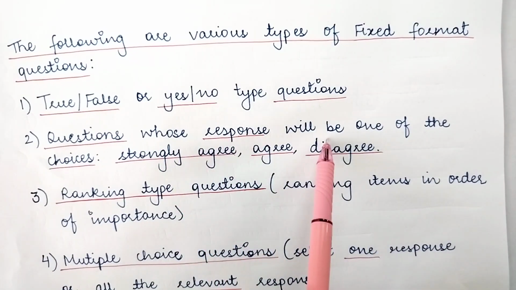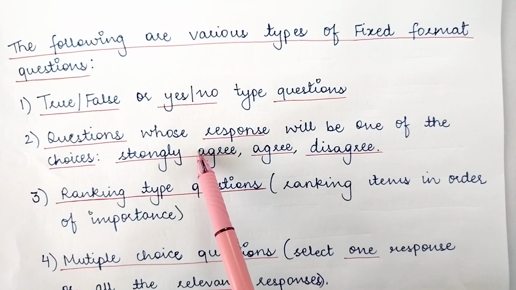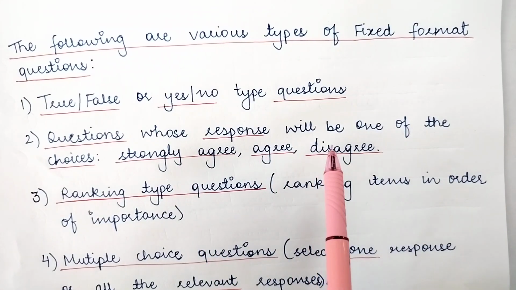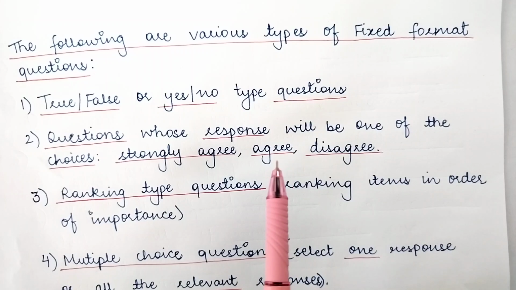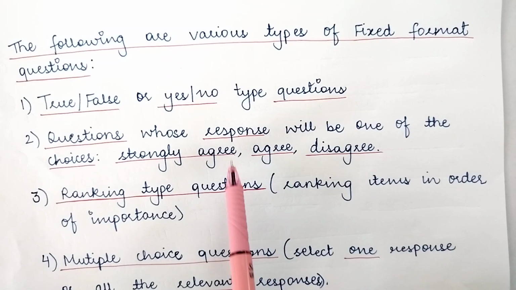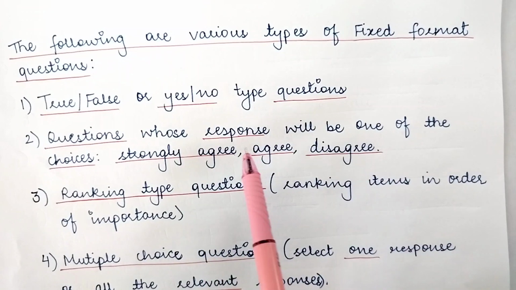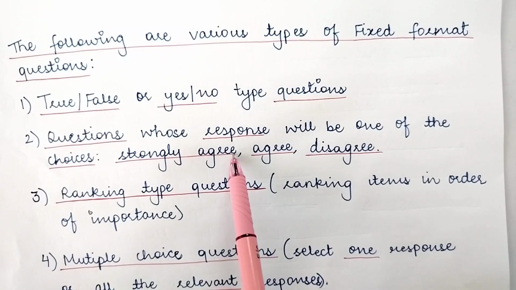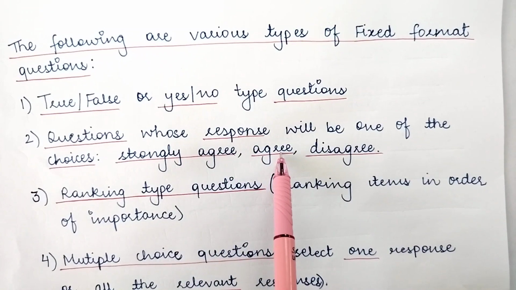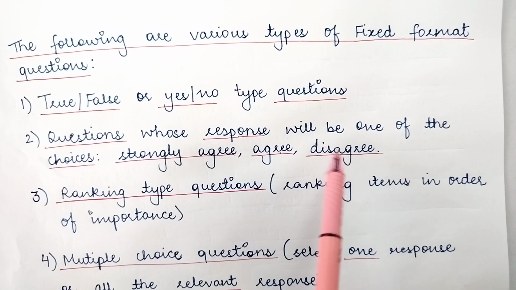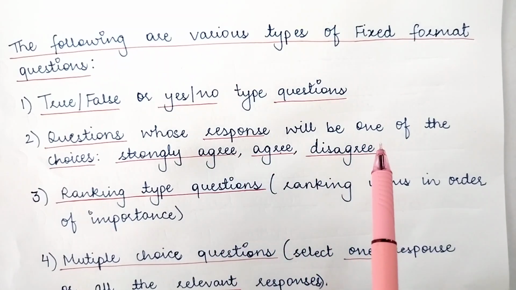Then another option in fixed format questions is the questions whose responses will be of the choices like strongly agree, agree or disagree. This you must have come across many times in online surveys also. Like for a particular information system that is going to be built, what are your requirements? If these are the requirements, then the options are you strongly agree with these requirements, you agree with these requirements, or you disagree with these requirements. So these three options would be provided.